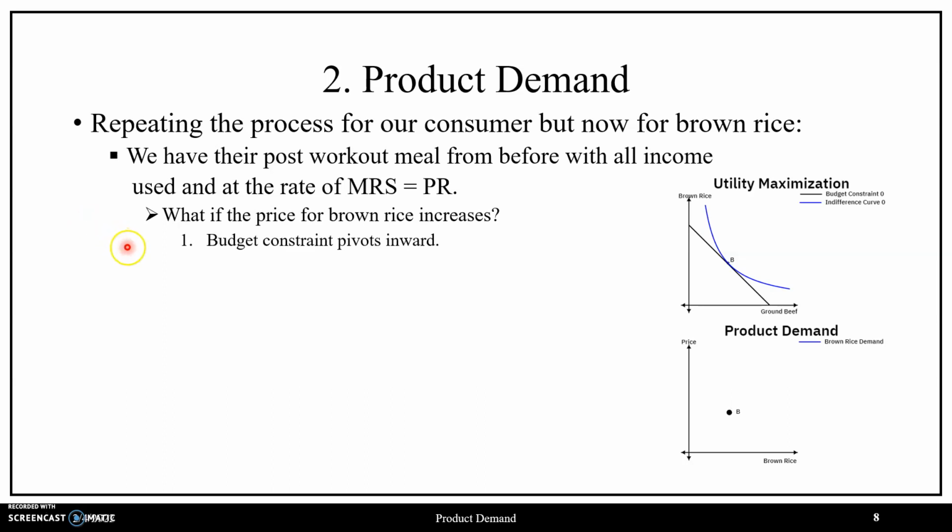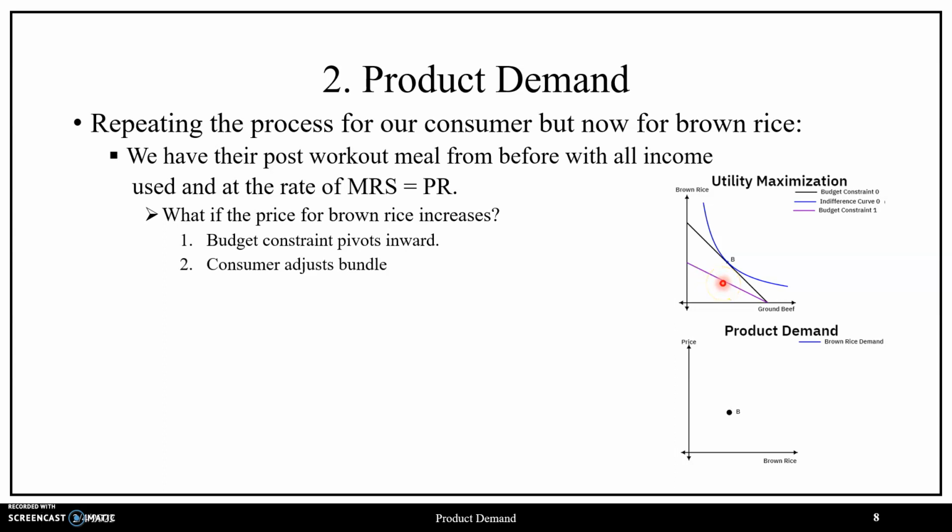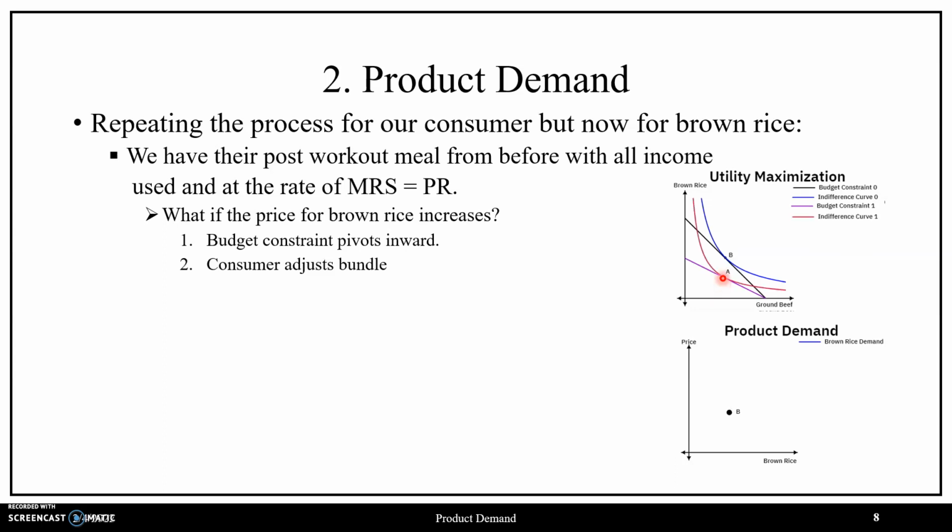Well, what that means in terms of their available choices, price has increased, so their available choices for brown rice will decrease, which we can represent with an inward pivot of the budget constraint, going from budget constraint 0 to budget constraint 1 in purple, where we see that there are fewer options available to them in terms of brown rice. So then with this new budget constraint, the consumer updates their decision-making process and finds the new highest level of utility compatible with this budget constraint.